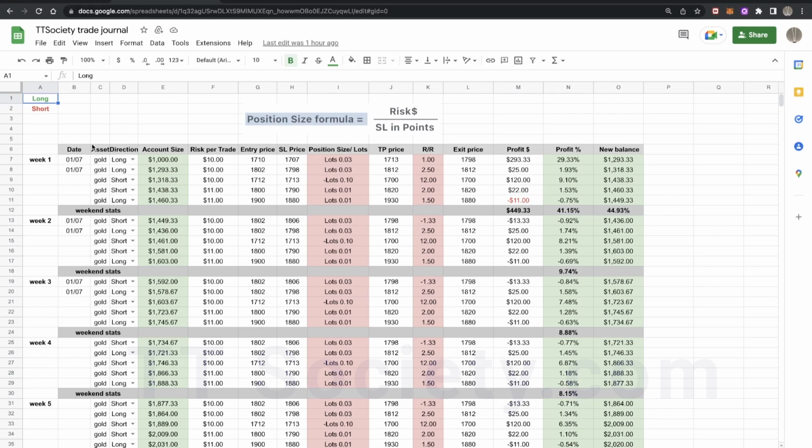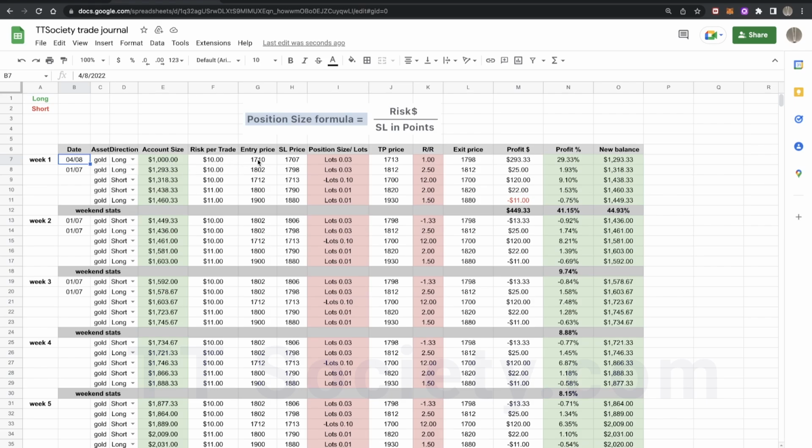So back in our journal, I'm going to use the first row here. First of all, we're going to go to the date, and we're currently looking at the 8th of April. There we go. We're trading gold. We are intending to go long. Our account size is $1,000, and we're going to risk 1%, which equates to $10.